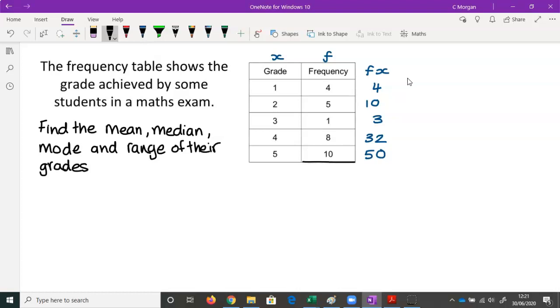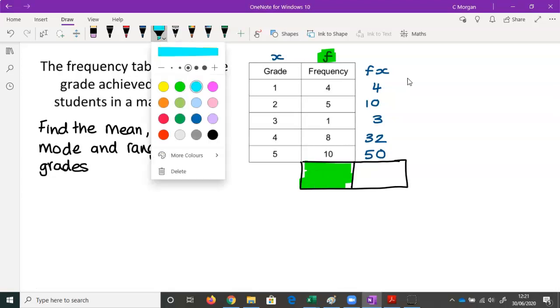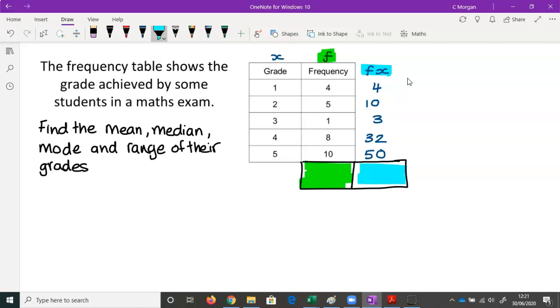What I want to do next is get 2 totals. I'm always going to get the total of the frequencies, and I'm always going to get the total of the Fx column. And I'm going to put those in 2 different colours there. So I'm going to add up my frequency column, which is 4 and 5 and 1 and 8 and 10. So I've got 28 in my frequency column. The next column, the Fx column, I've got 4, add 10, add 3, add 32, add 50, and I've got 99.